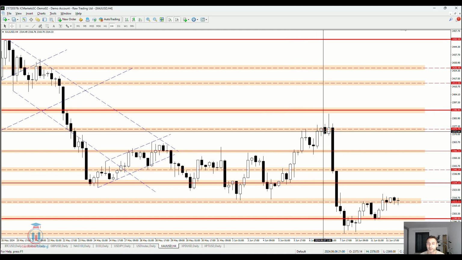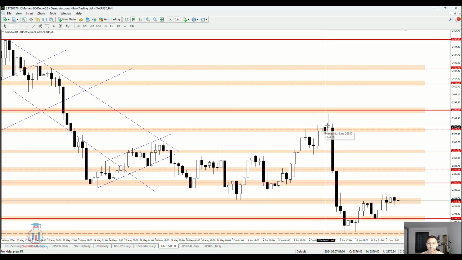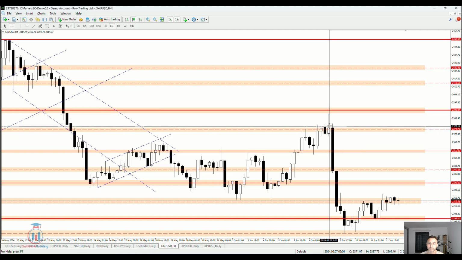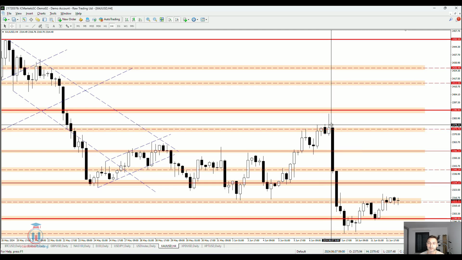Then we have here another. We do not have here a bullish breakout because the price does not have a candle closing above. This small one doesn't count, and also this one doesn't count because it did not go above the resistance level.